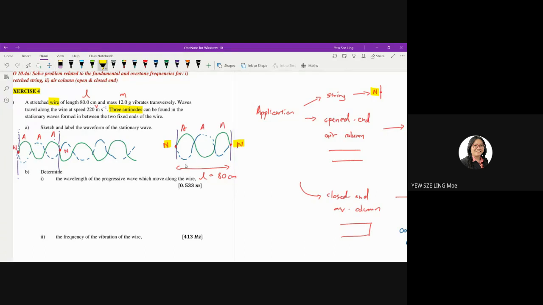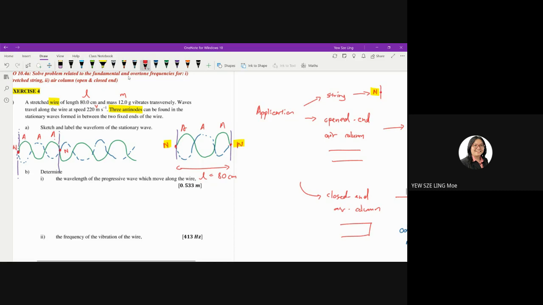The main difference between strings, open-end air columns, and closed-end air columns is the diagram. Open-end, you have antinodes on both ends. String, you have nodes on both ends. And when it comes to a closed-end air column, you have 1 node and 1 antinode. That is how we identify which type of application the diagram belongs to.